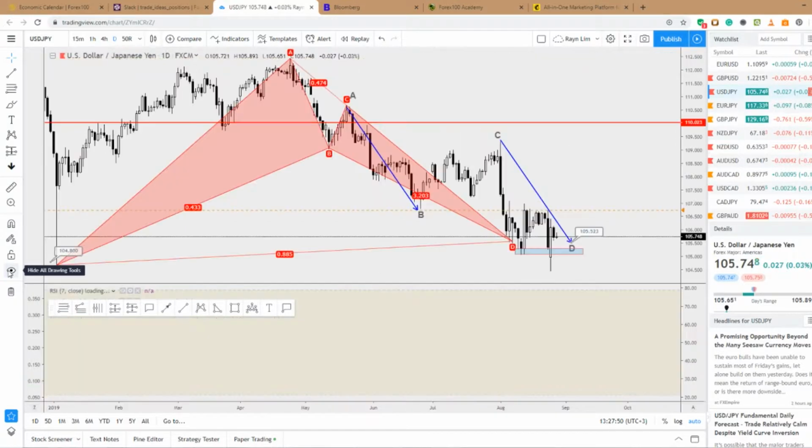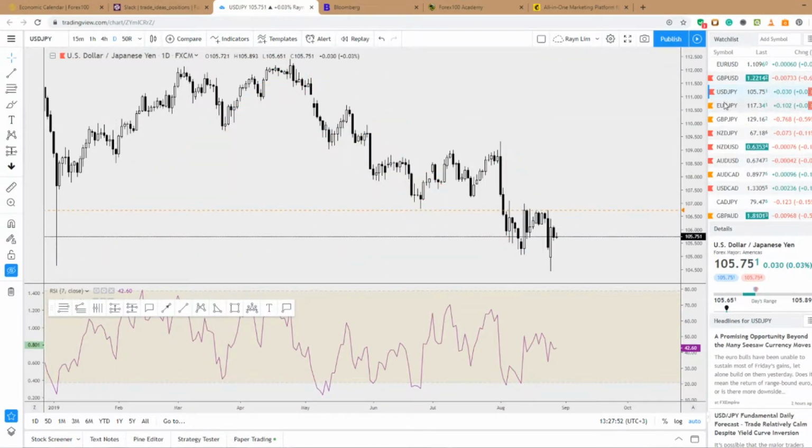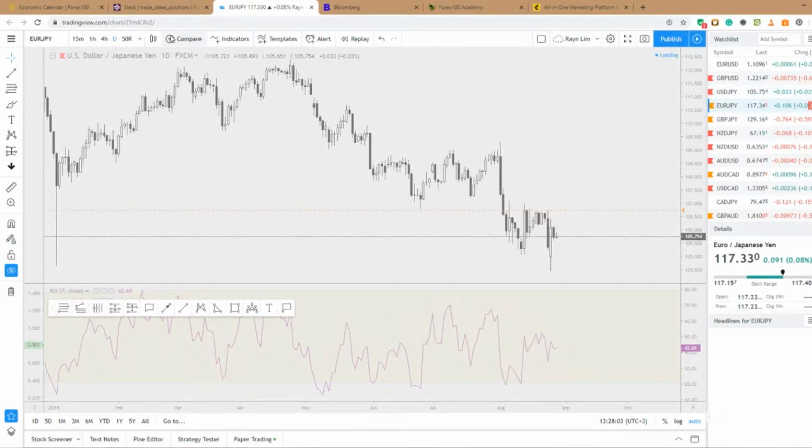So if you have any questions on any pairs, feel free to punch them in. By the time I reach CAD yen, I will just take it as there's no questions, and pound Aussie is my last pair. All right. Let's have a look at euro yen.